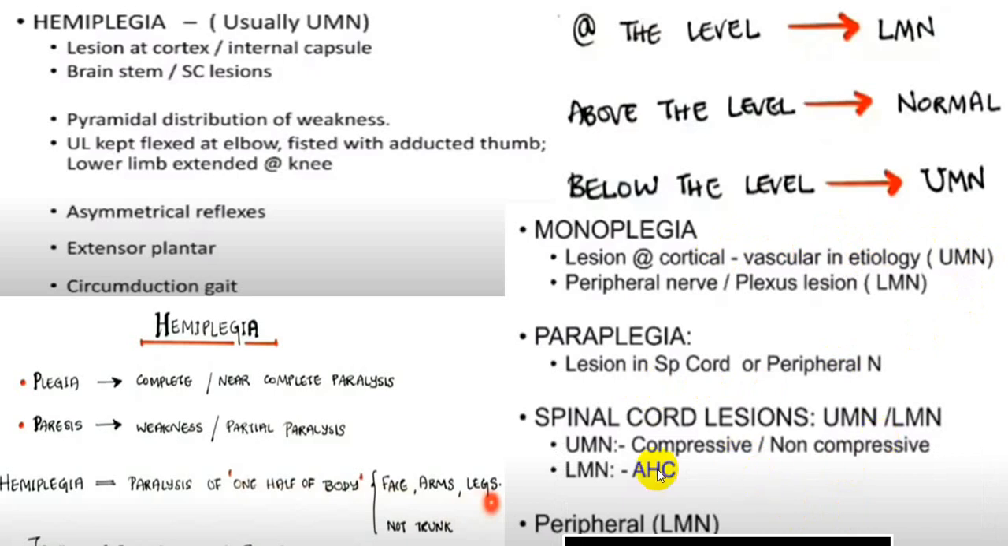And once in a while, you can have pure motor involvement, which will be lower motor neuron variety, where you get damage to the anterior horn cell. Classical example will be poliomyelitis. And if you get only peripheral nerve involvement, then it will always be lower motor neuron, very commonly because of a root damage or plexus damage or a nerve damage or myoneural junctions.